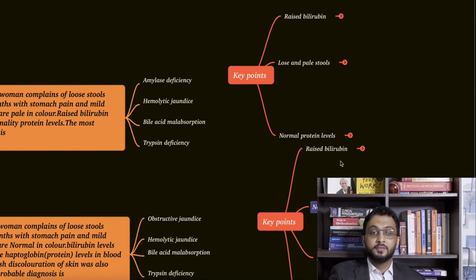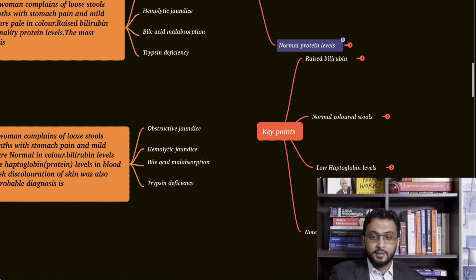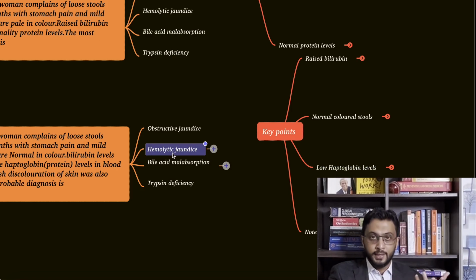Okay, another difference is, in the first one there is a normal protein level, here the haptoglobin levels are low. Haptoglobin should give you a clue right away. Hemoglobin, haptoglobin, hemolytic jaundice. I'll come to the details of the role of haptoglobin, but basically here the haptoglobin levels are low, which directly gives you the clue that it's a hemolytic jaundice.